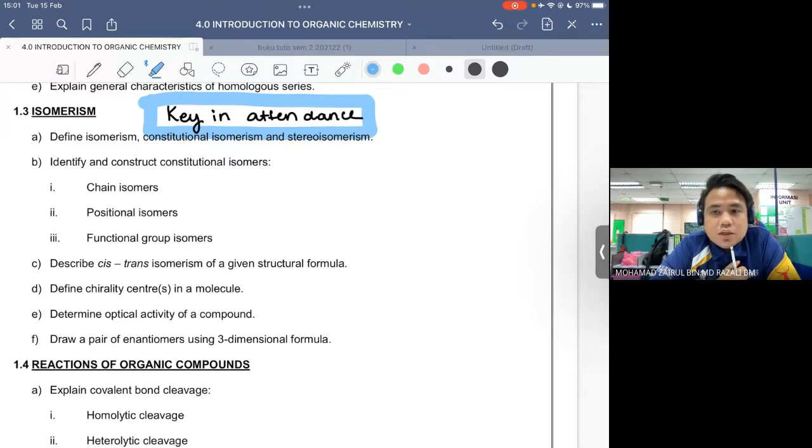Baru ada 15 orang ni. Okay, so tak apalah, kita start sekarang.